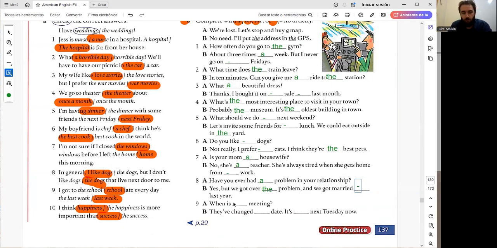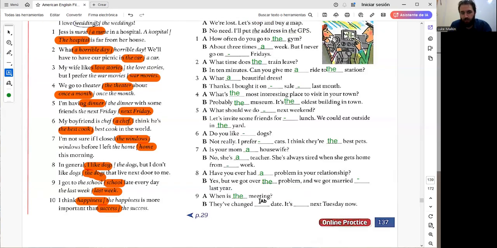Finally, number nine, when is the meeting? Yes, there are many possible meetings, but you and I know which specific meeting we are talking about. So it's a specific meeting. B, they've changed the date. It's next Tuesday now. The meeting has a specific date, the date. And similar to last, next has no article.